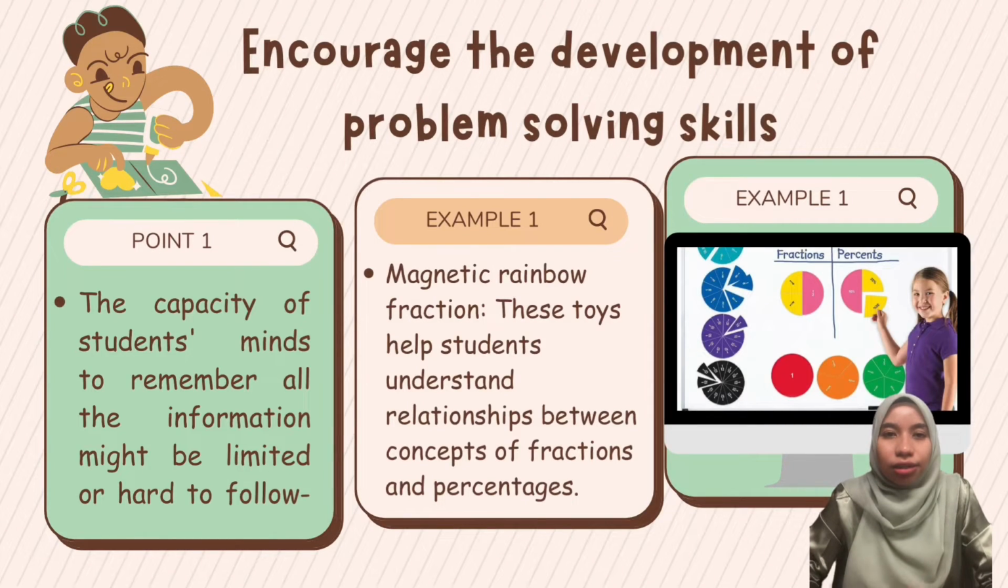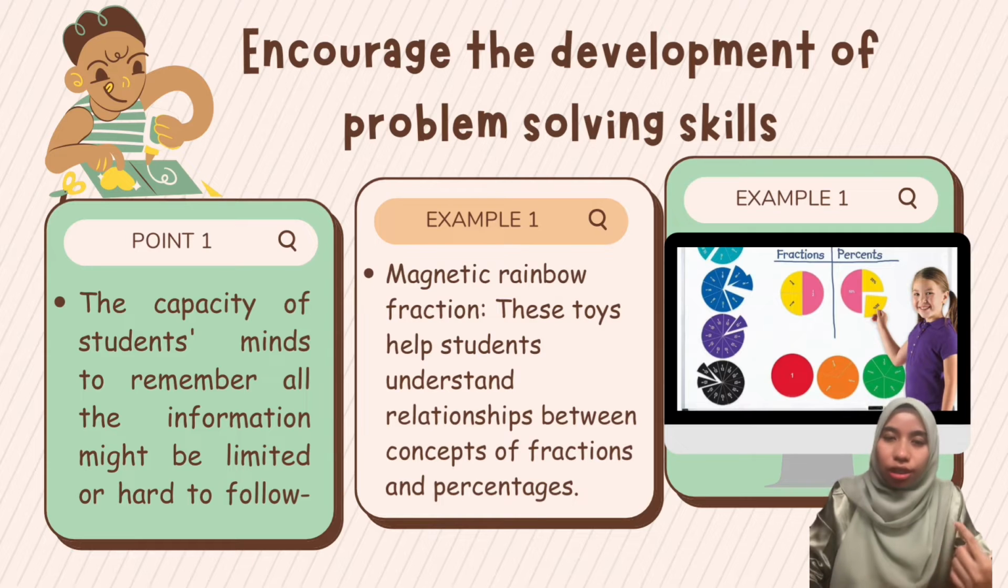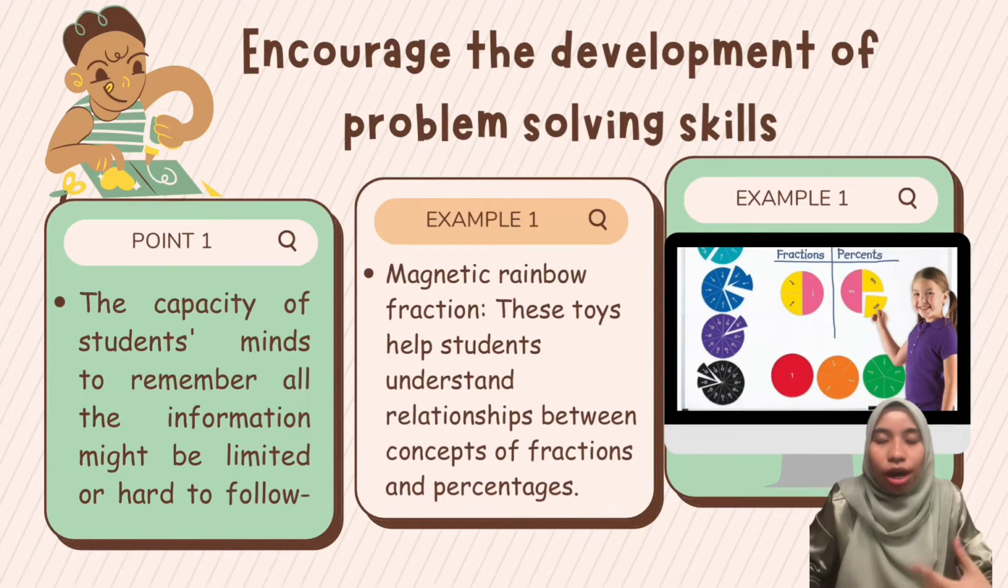Secondly is encourage the development of problem-solving skill. As we know, learning a scientific concept or any subject might be a little bit difficult for different levels of students or learners. The capacity of student mind to remember all the information might be limited or hard to follow up by the student. But using toys in learning can overcome this problem if students follow the instruction of the toys. For example, magnetic rainbow fraction toys.